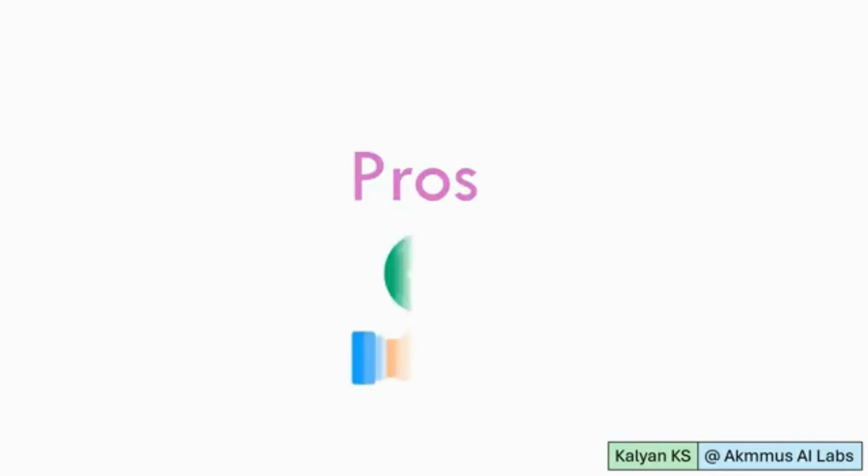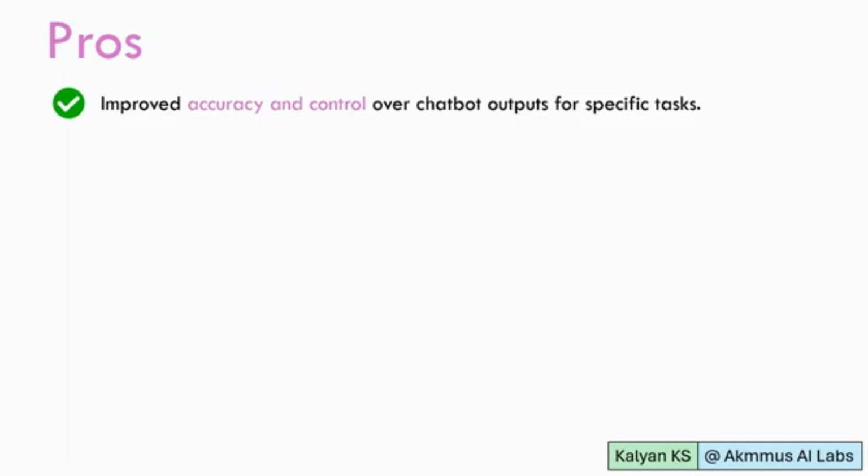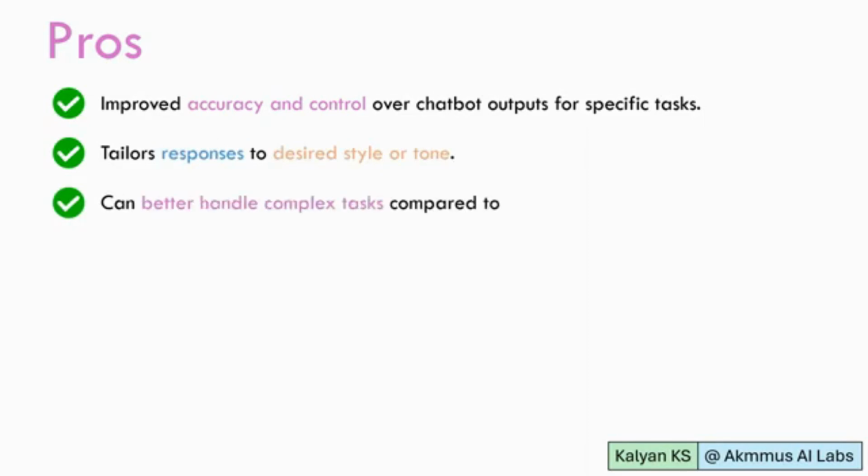Now, let us see the pros of few-shot prompting technique. The first one is improved accuracy and control over LLM outputs for specific tasks. The second one is tailors responses to desired style or tone. The third one is can better handle complex tasks compared to zero-shot prompting.